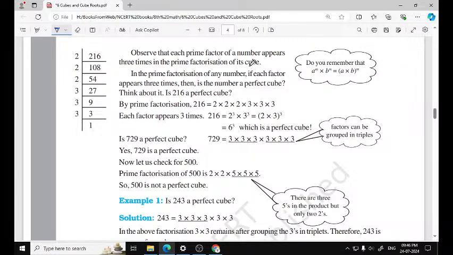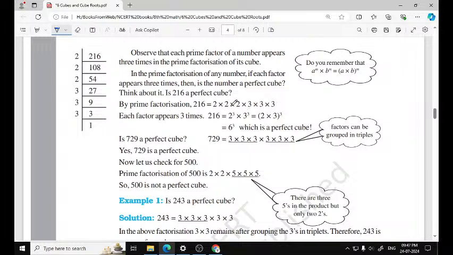Observe that each prime factor of a number appears 3 times in the prime factorization of its cube. In the prime factorization of any number, if each factor appears 3 times, then is the number a perfect cube? Yes. If each factor appears 3 times, then the number obtained is a perfect cube.